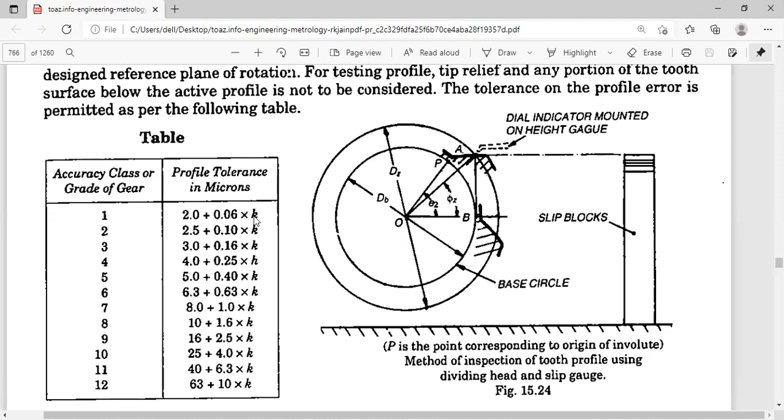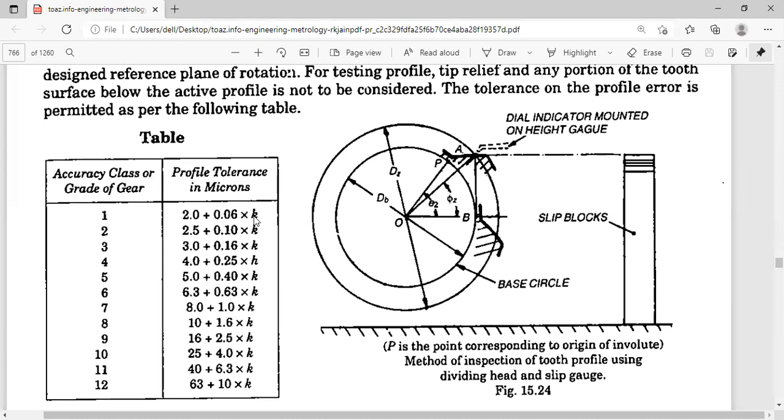K is nothing but a constant, where K is given by m plus 0.1 into root over dp, where dp is the pitch circle diameter. So here, for the method of inspection of the tooth profile, we are using the dividing head and slip gauge, but we will skip this because this is a difficult method for you to understand.